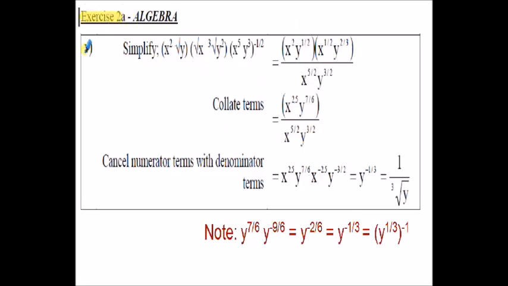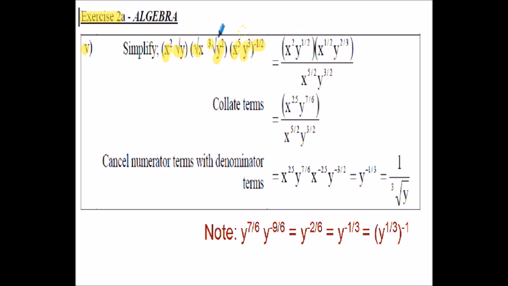Exercise 2a, part 5. This is a very complicated expression here. Don't worry if you have trouble with this. You've got x squared multiplied by the square root of y, and then that's multiplied by the square root of x times the y squared cube rooted, and that's multiplied by the x to the 5 times y cubed all to the power of minus a half.